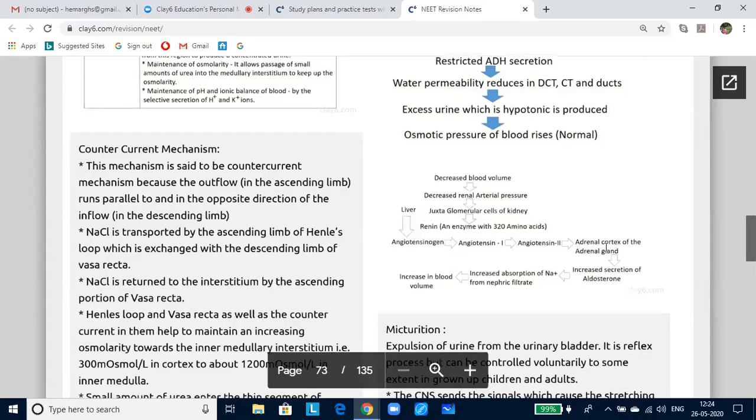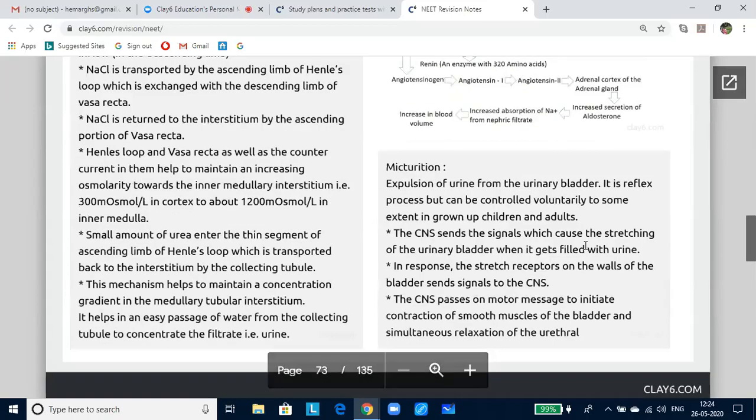Now, next, the urine is formed. It has to be expelled from the body. So, expulsion of the urine from the urinary bladder is known as micturition. It is a reflex process, but can be controlled voluntarily to some extent in grown-up children and adults.